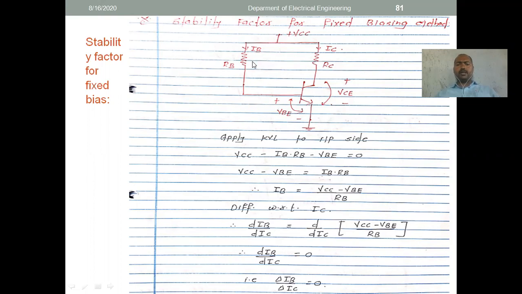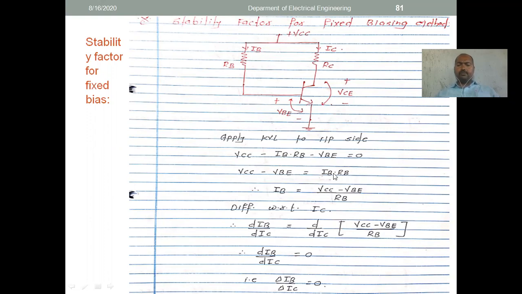When we apply KVL at the input side, the equation starts with plus VCC and ends with VB. So plus VCC minus IB into RB minus VB. This is the equation with respect to input. We require calculation of three things: IB, IC, and VC. In this equation, IB is here, so we take minus IB into RB to the other side as IB into RB. So here, VCC minus VB.